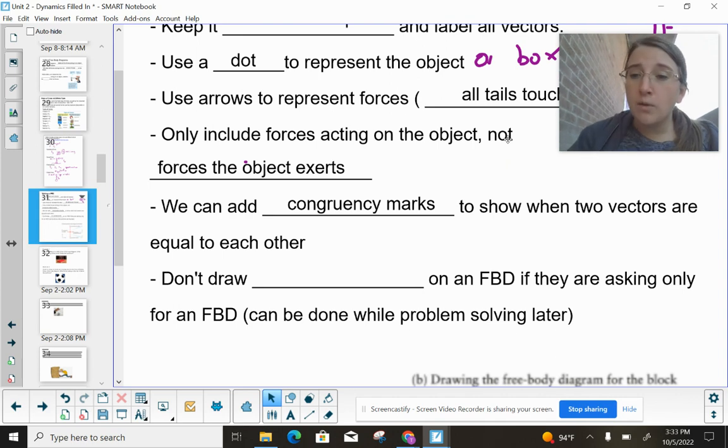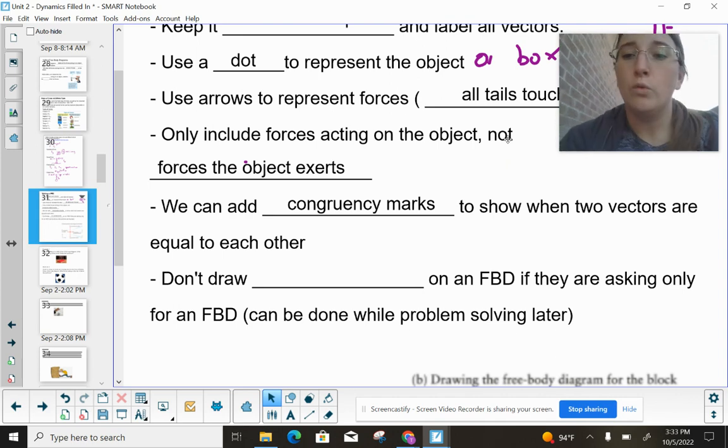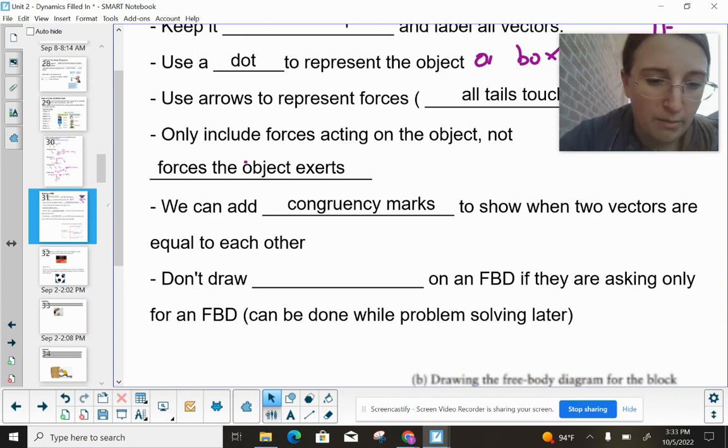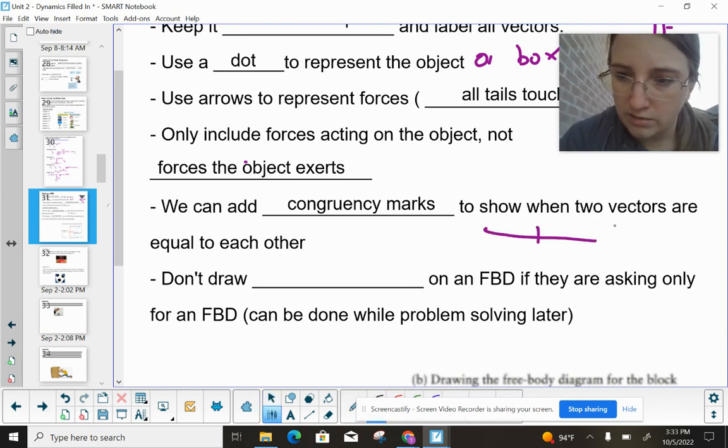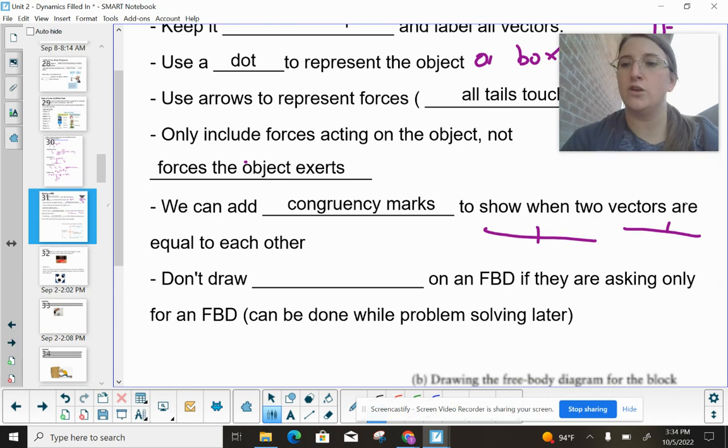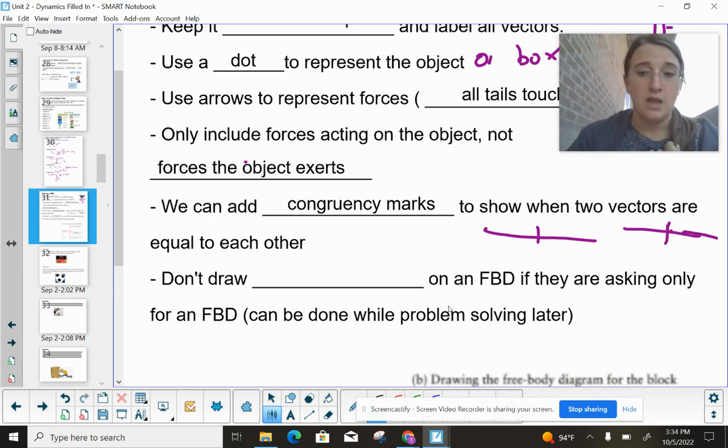We can add congruency marks to show when two vectors are equal to each other because that's going to happen very often. We should know congruency marks from geometry, right? That would be like those two are congruent, even if I didn't draw them very congruent. They're the same length.